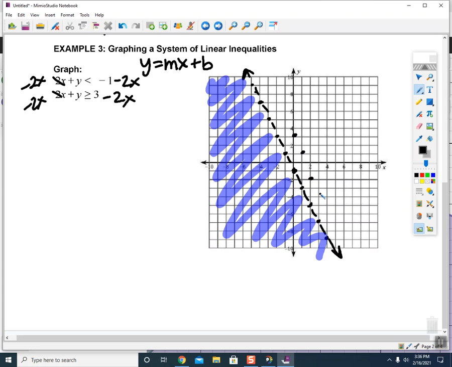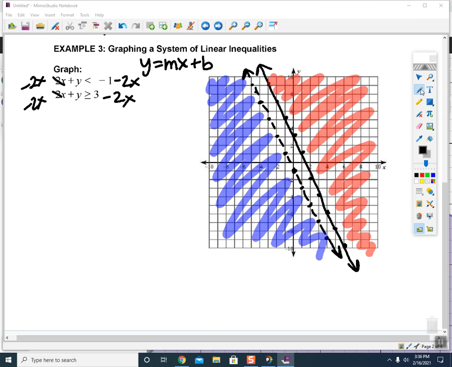Hopefully you have already recognized what's going on with these two lines. But we're going to talk about it a little bit more because when we're dealing with inequalities, this is going to be a little less obvious of a thing. This one's going to be a solid line because it is greater than or equal to. Greater than or equal to means that I am going to shade in this direction. So this is an example of a no solution. These two inequalities will never intersect. This is an example of no solution.